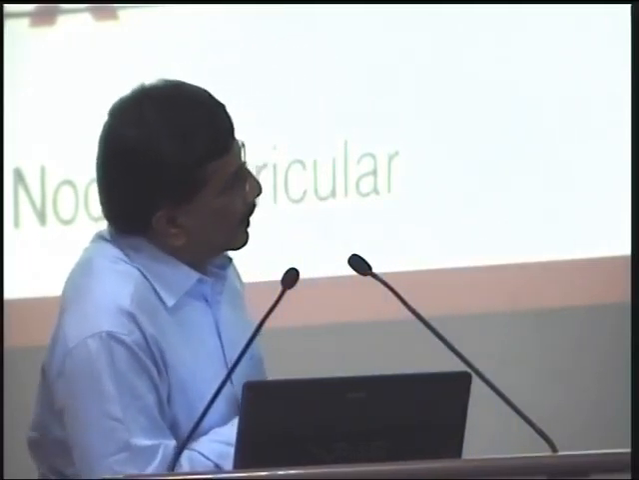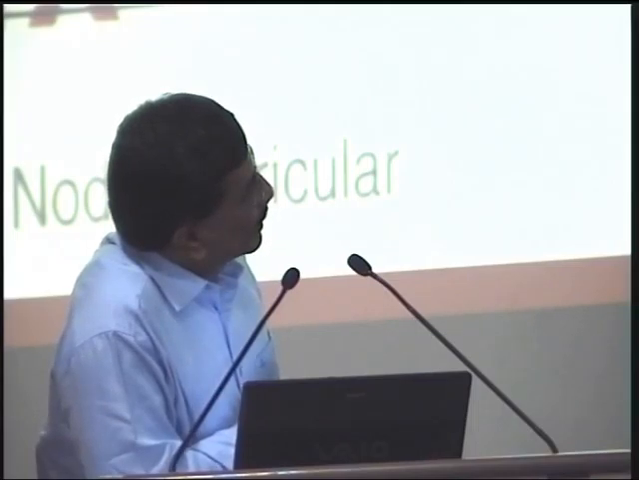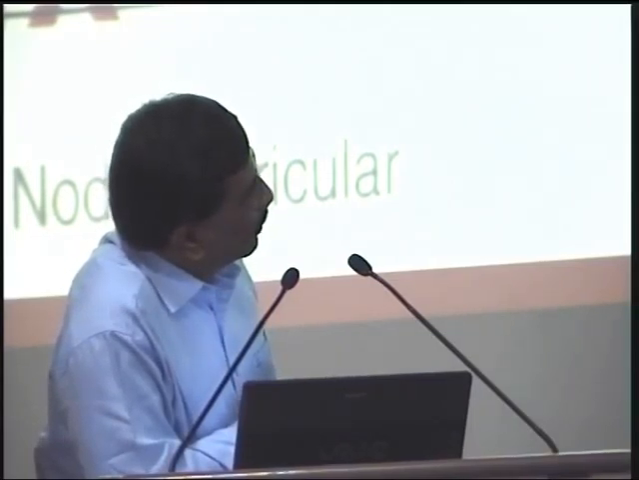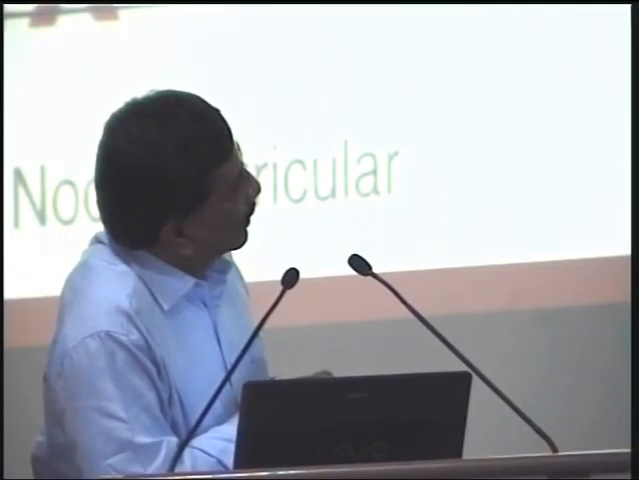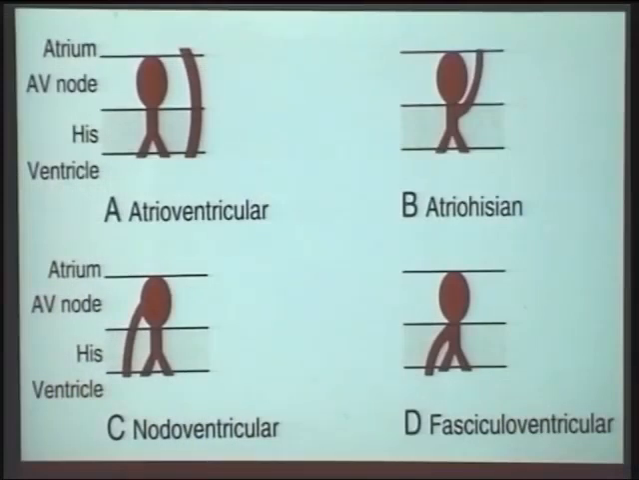There are three known accessory pathways. One is an accessory pathway which connects the atrium to the ventricle, bypassing the AV node. This is the commonest of the bypass pathways or accessory pathways, which is called the Kent pathway.